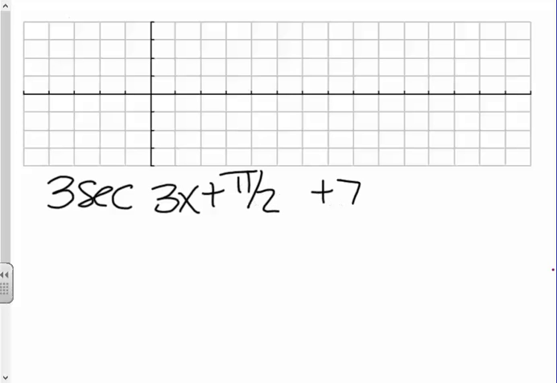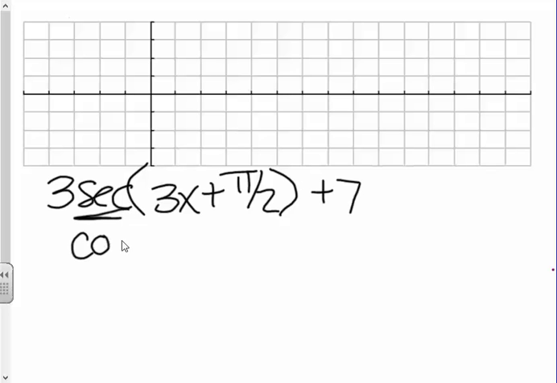All right, this third one is 3 secant of (3x plus pi over 2) plus 7. Now I'm going to have to apologize to you because there's just no way that I can do a plus 7 on this graph and make it look good. So I'm going to do everything except for that and trust that you guys can shift this graph up by 7.